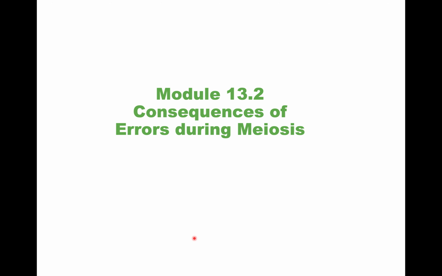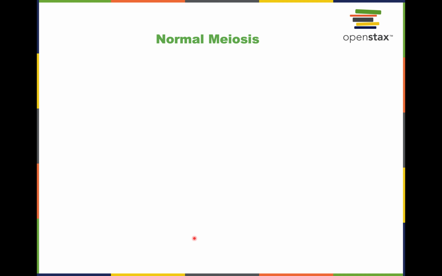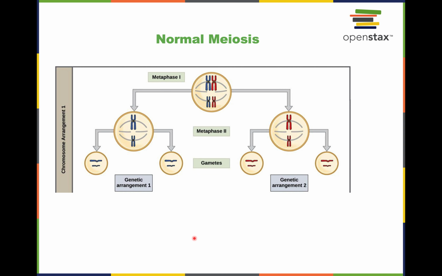So far, we've been talking about meiosis and all the different steps. Now we're going to talk about what happens when things don't go as planned. But before we do that, let's just review how normal meiosis occurs in terms of what happens to the chromosomes. So we're going to skip the prophase stage and we're going to start with metaphase.